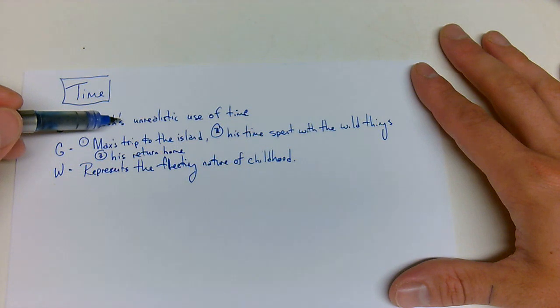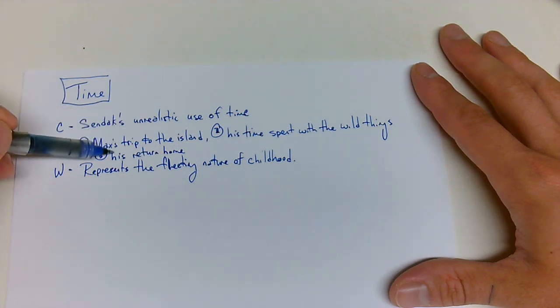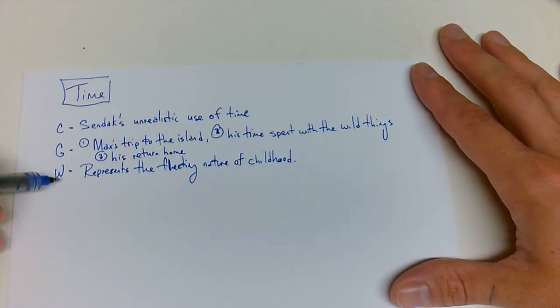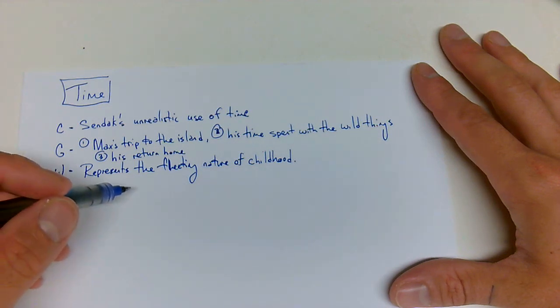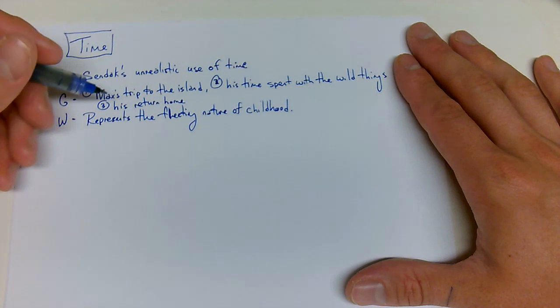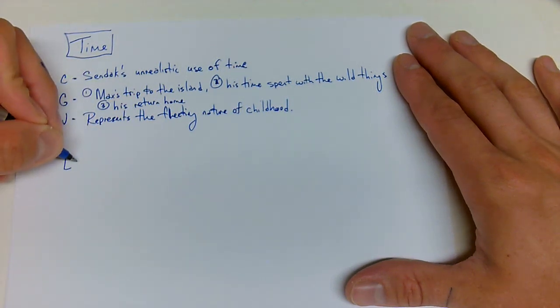So I'm starting with a general point, then I'm getting very specific with these 3 different things, and then I'm taking a step back and looking at it from a landscape view, and saying, what does this warrant? Why is this important? Because it represents the fleeting nature of childhood. So I'm going to do it again with language. So that's going to be my next point.